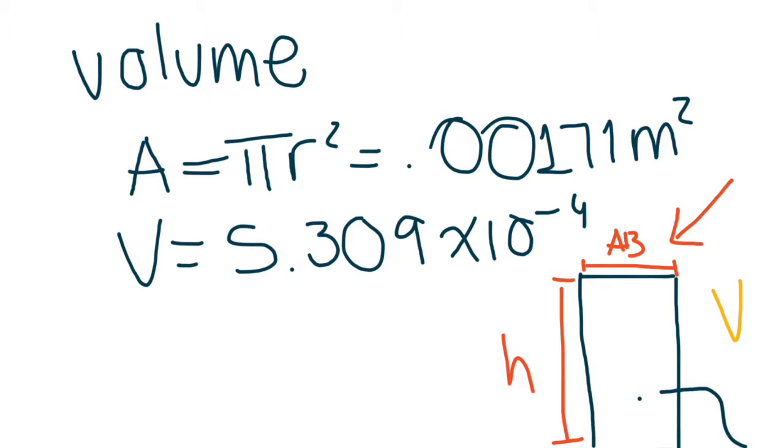It is important to get the volume of our tube, and with this we get the area, and it's 0.00171 square meters, and the volume, you know that it's the area of the base multiplied by the height, and it's 5.309 multiplied by 10 to the power minus 4 cubic meters, because it's a volume. Now we are going to get the volume flow rate.